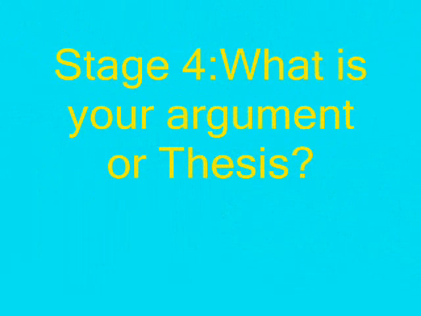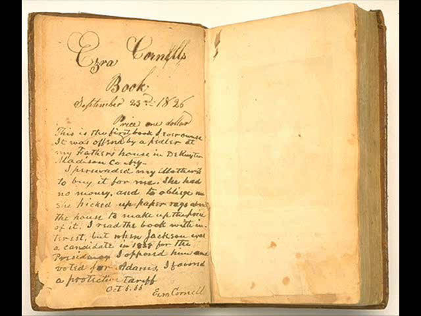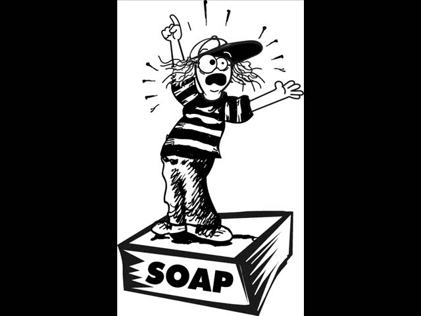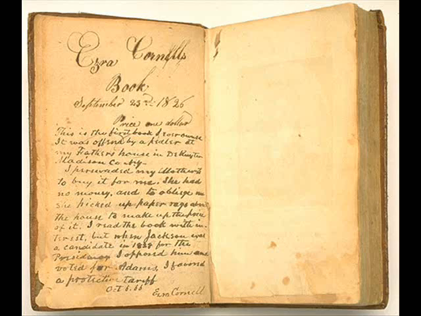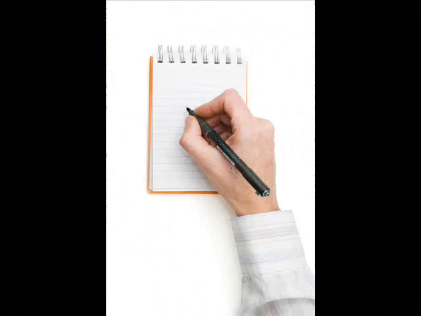Stage 4. What is your argument or thesis? Unless you have been asked to summarise a piece of text, every English literature essay you write should have a clear argument. Remember, your argument should not be a one-sided rant. It should include several possible sides to the discussion. A great English literature essay is a lively and thought-provoking conversation with the text you write.